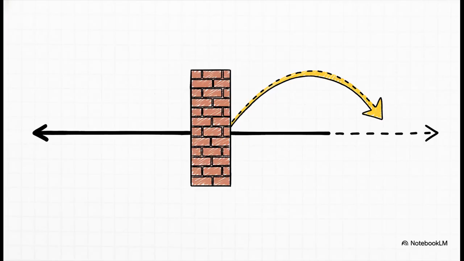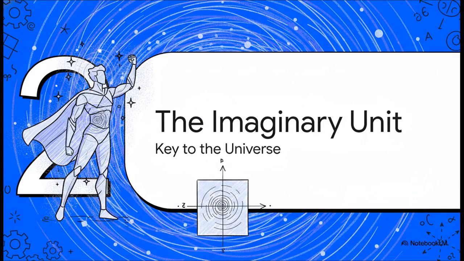If you recall the quadratic formula, you know that the second the part under the square root goes negative, you're totally stuck. In our everyday system of real numbers, x squared equals -1 just doesn't have a solution. The entire real number line, stretching infinitely in both directions, doesn't contain a single valid value for this. But to cross this roadblock, mathematicians didn't just give up. Instead, they creatively invented a completely new tool to bypass it entirely. Which brings us to Section 2, meet the imaginary unit, the key to the universe.